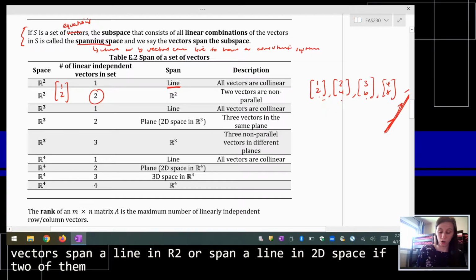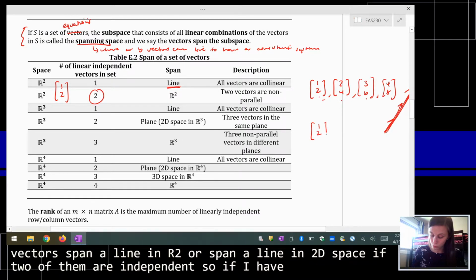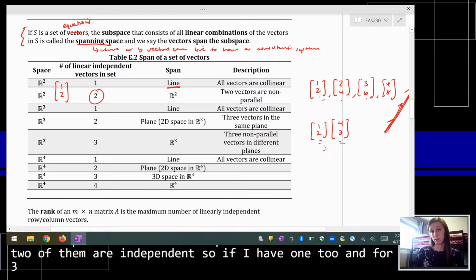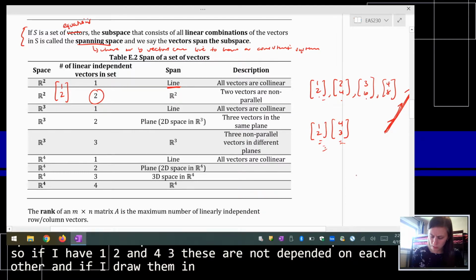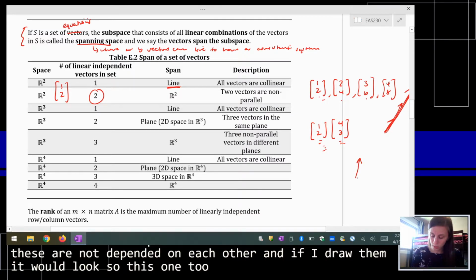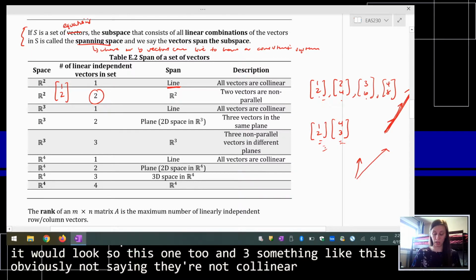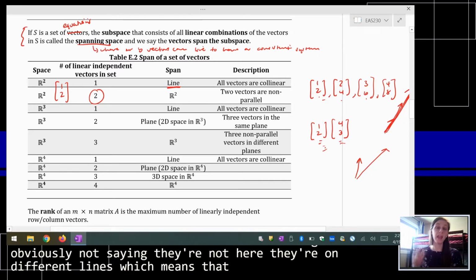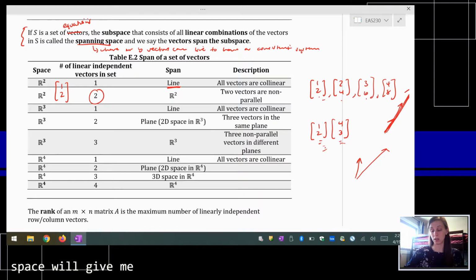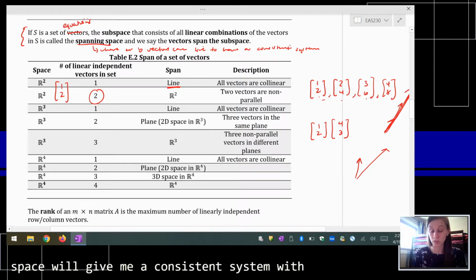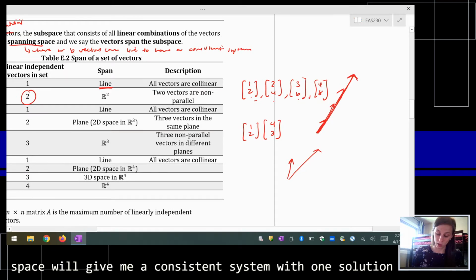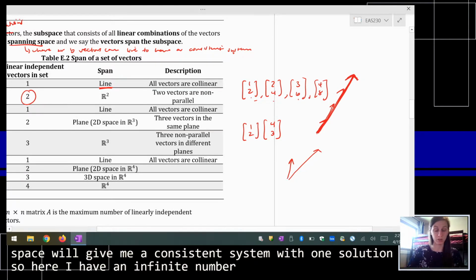If 2 of them are independent, so if I have 1, 2, and 4, 3, these are not dependent on each other, and if I draw them, it would look something like this. 1, 2, and 4, 3, something like this. Obviously not the same. But no, they're not collinear. They're on different lines, which means that any B vector that exists in 2-dimensional space will give me a consistent system with one solution. So here, I have an infinite number of solutions because I only have one piece of information.